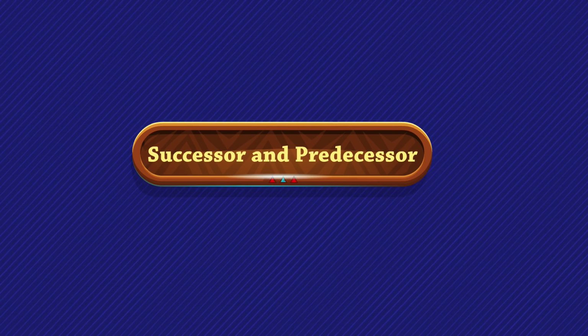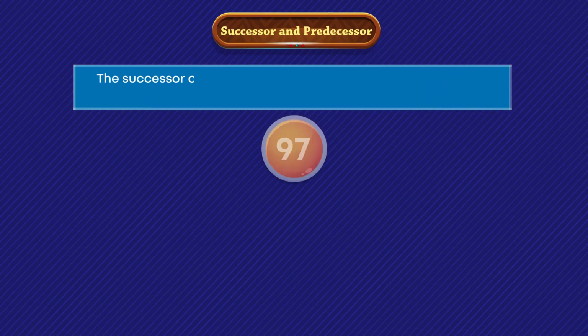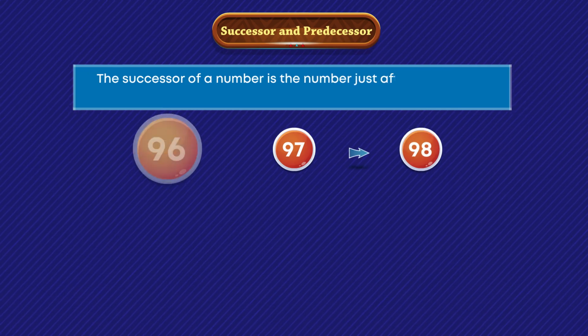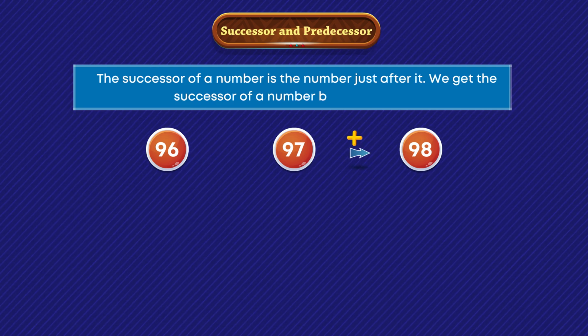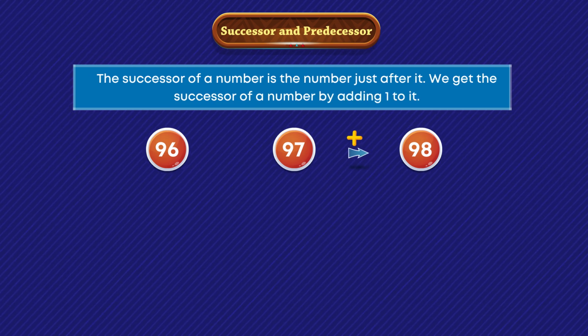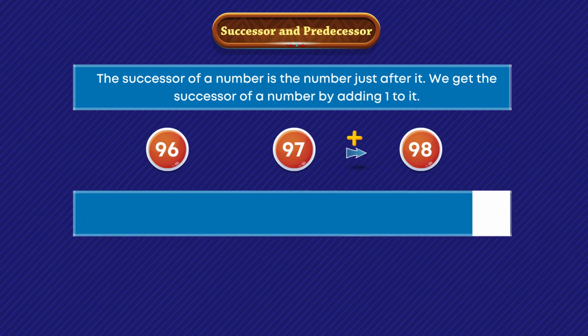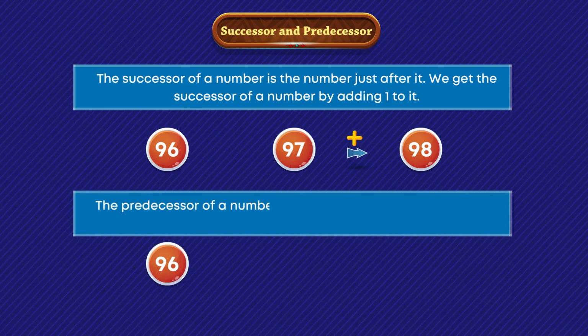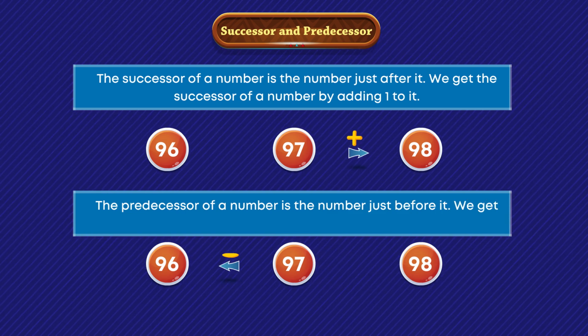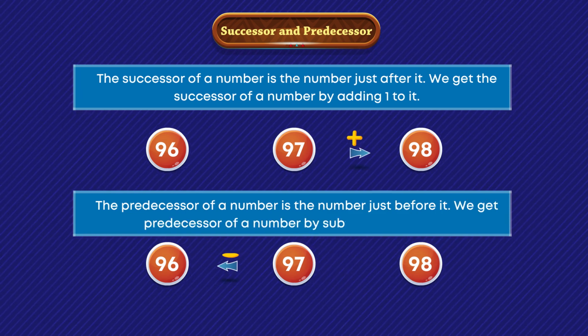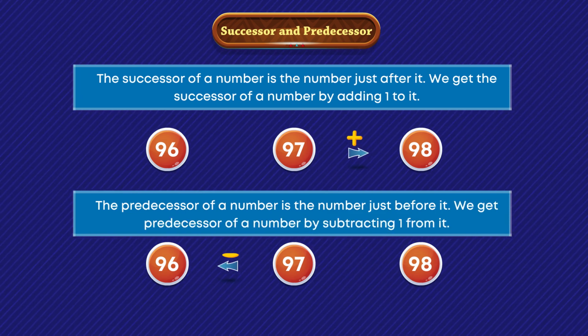Successor and predecessor. The successor of a number is the number just after it. We get the successor of a number by adding 1 to it. The predecessor of a number is the number just before it. We get the predecessor of a number by subtracting 1 from it.